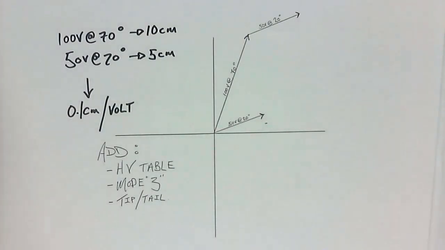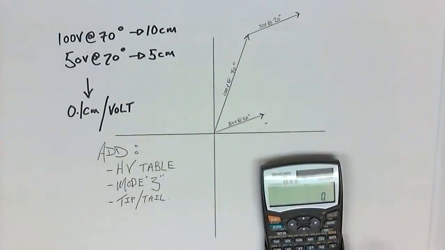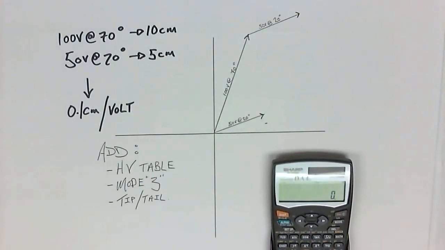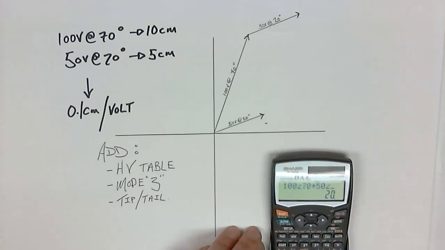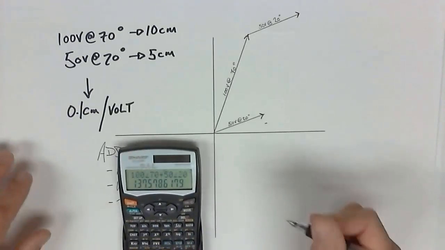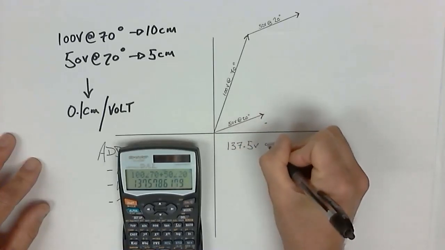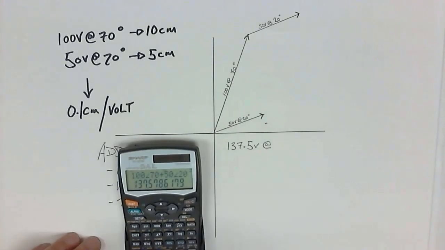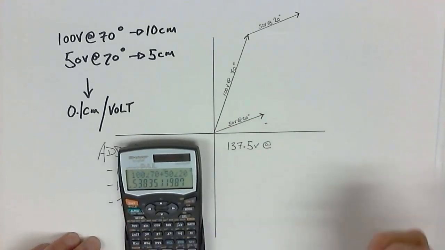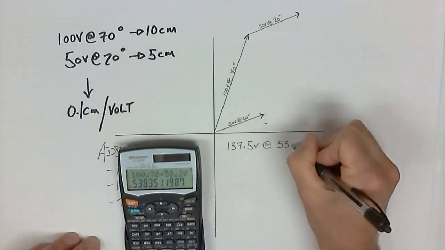So let's do mode 3 on our calculator and just work out what it should be. I'm going to take 100 volts at 70 degrees, and I'm going to add to it 50 volts at 20 degrees. It tells me in my calculator that I should have 137.5 volts at, well, we've got to do EXP, 53.8 degrees.